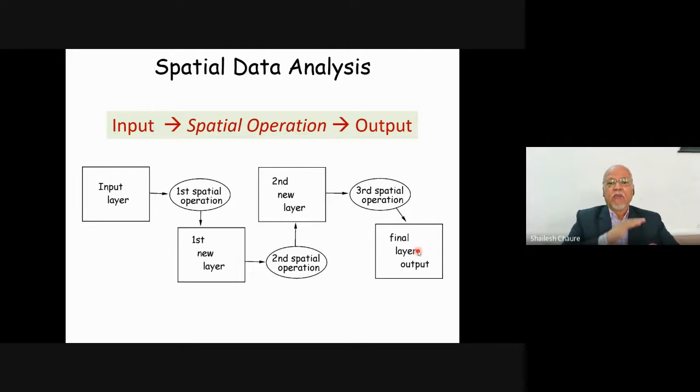So like that, depending on our need, we may have 1, 2, 3, 4, 5, 6 operations on a single layer. One layer will give a result, then the second layer will come. On that second layer we'll do something, and a third layer will be generated. Like that, we can do the operations in a series. That is one way.